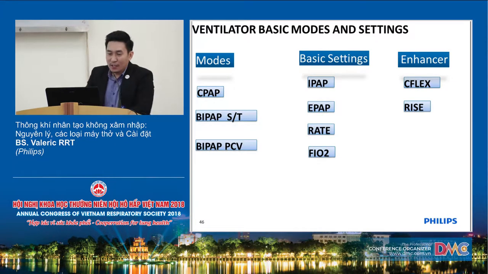Okay, so basically we have the CPAP and BiPAP. BiPAP, bi-level, so we have two types of strategy: the BiPAP ST and the BiPAP PCV. For the basic settings, we have the IPAP, EPAP, rate, FiO2, and some more. But this is the basic settings for non-invasive ventilation. And we have the mode enhancers as well, CFlex and RISE, to give more patient comfort. Okay, we will discuss that one by one as we go along.